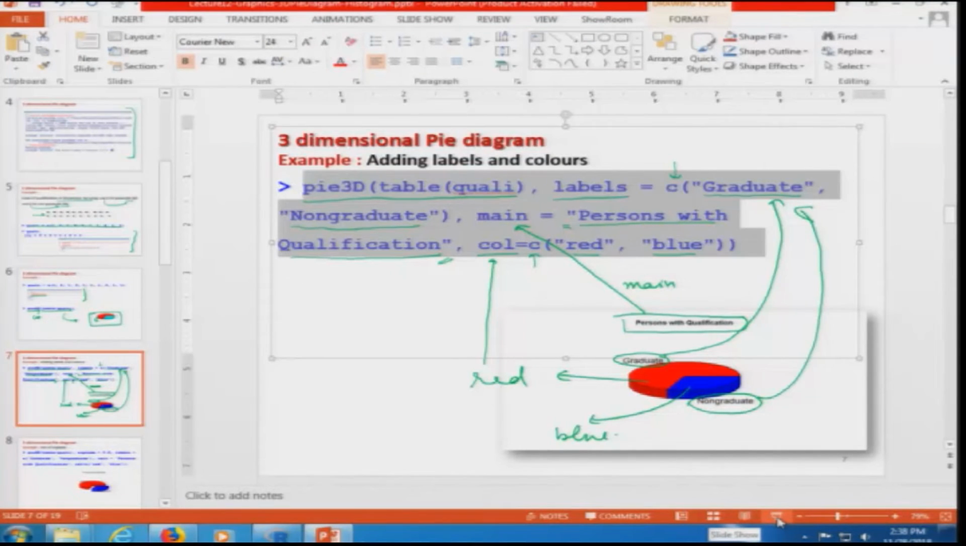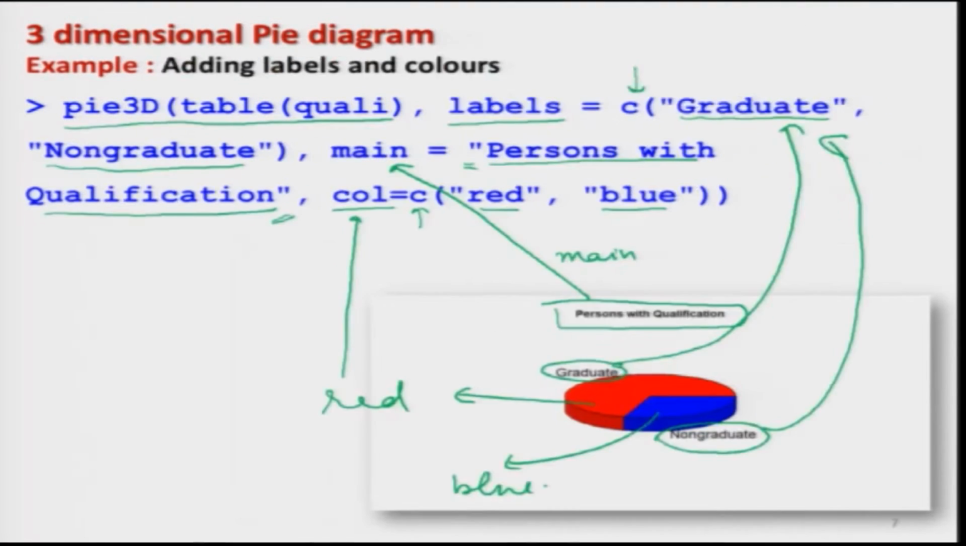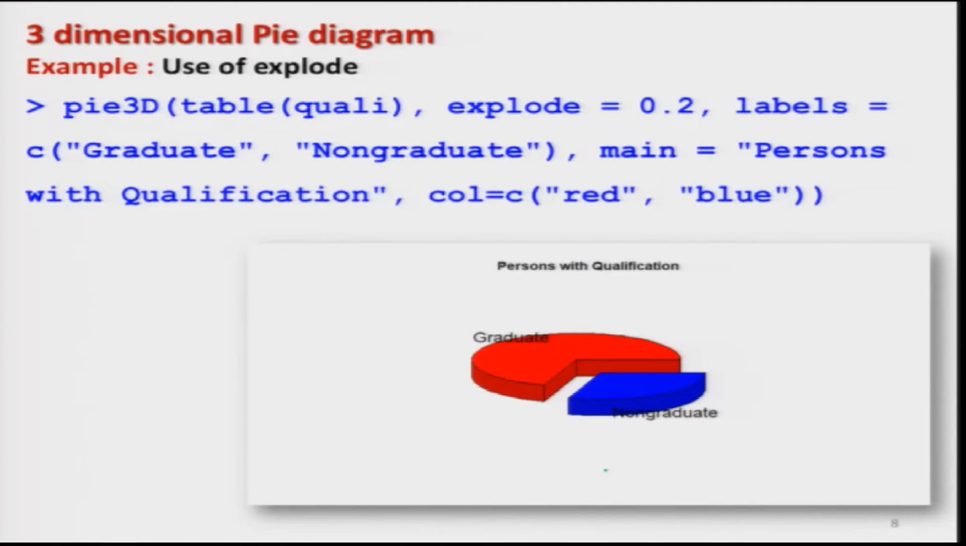Now, I will show you another feature in the same 3-dimension plot. You can see here that these two slices are joined. In order to make it more informative, I can separate them, so that the graphic will look like this, where you can see that the red and blue parts are separated. In order to make this type of graph, I can use one parameter, that is explode.